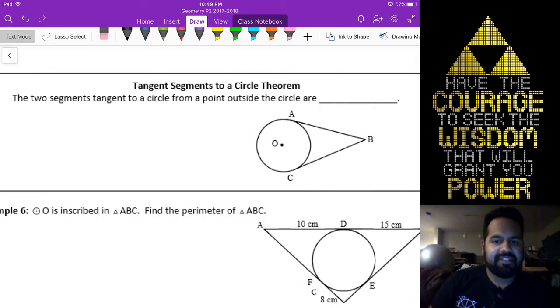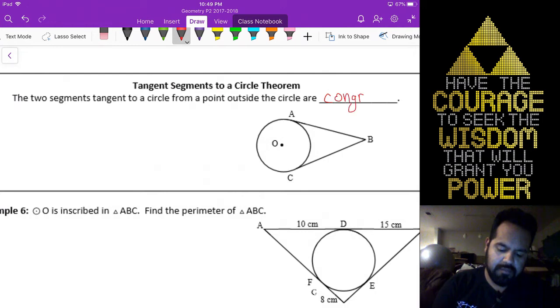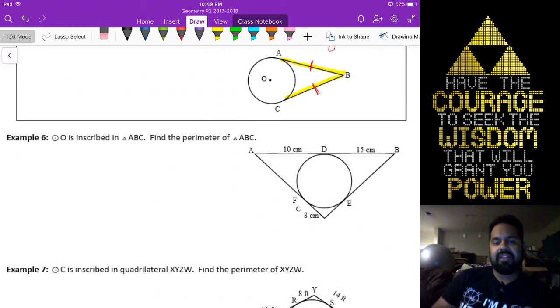Now, I told you all last time that we were going to talk about what happens when you have two tangents, and it's super easy. Two tangents are always congruent when they meet the same circle. So in other words, they're equal. Yay. So you don't need to do any fancy formulas, you just know they're equal. So we can apply that here to this example 6.